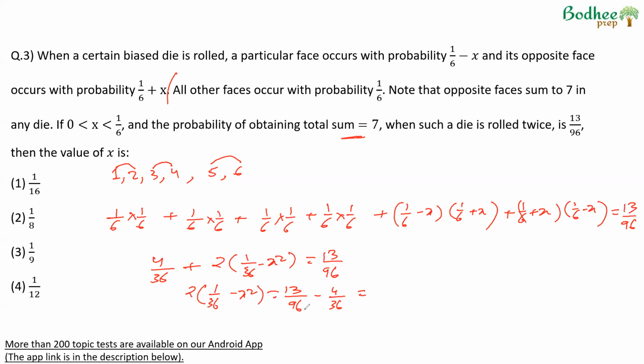This is 6 into 6, 6 into 16, 12 into 3, 12 into 8. The LCM is 12 into 3 into 8. 39 minus 32. So this becomes 7 by 12 into 3 into 8, divided by 2, and therefore 1 by 36 minus x square is equal to 7 by 36 into 16.